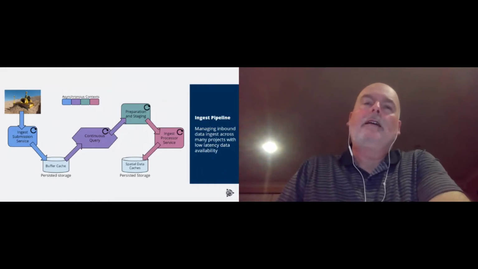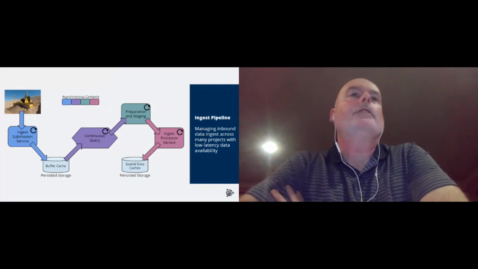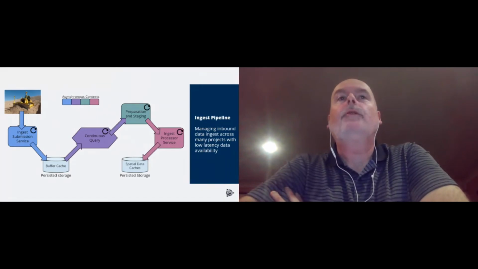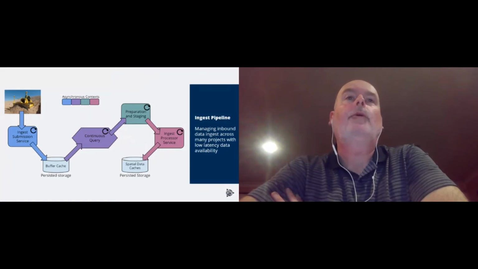Now, today, this adds, in terms of baseline load, hundreds of millions of records a day, and we have less than 1 second latency in typical context from arrival of data in the ingest submission service and availability of processed data to queries in the front end.